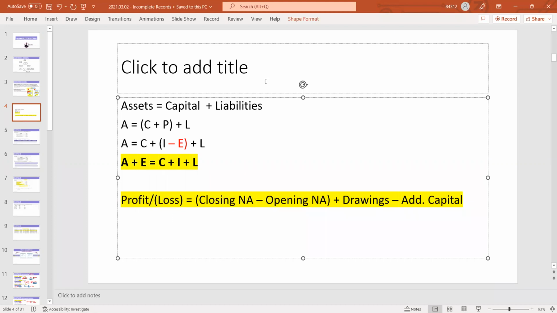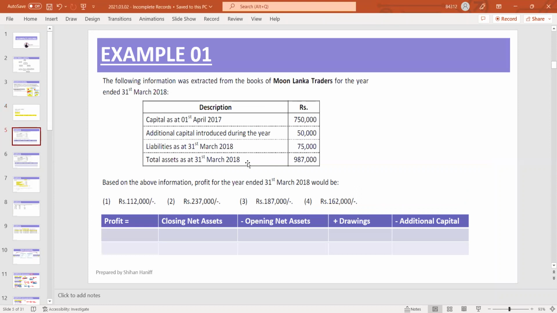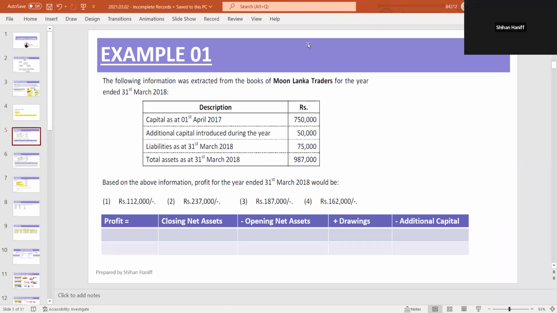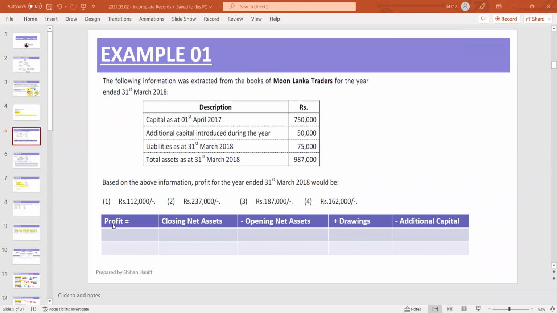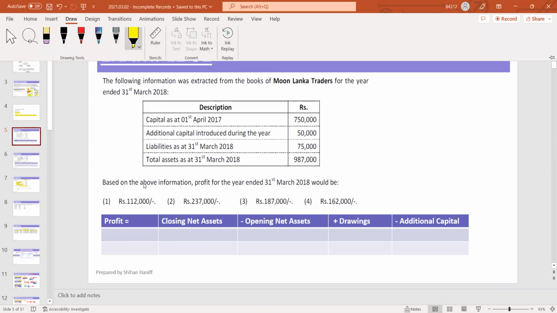So let's look at some example questions. Okay, so this is example 1. Can you all calculate the answer that I'm explaining from the basics? Okay, hope then you will understand everything. Can you all calculate the profit for the year based on the above information?